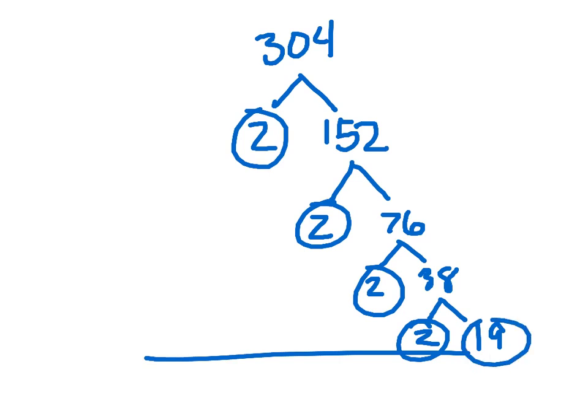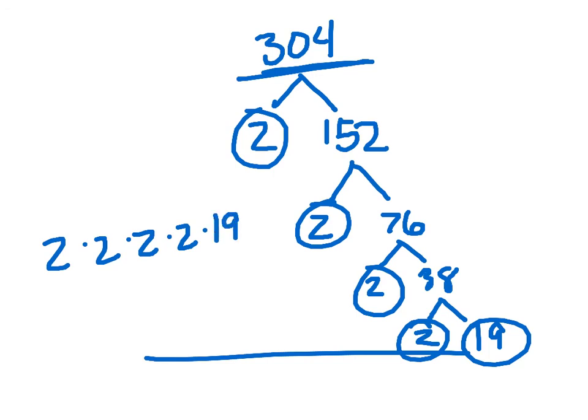So lock that in. So look what we have for our prime factorization for 304. 2 times 2 times 2 times 2 times 19. Or we could simply write that as 2 to the 4th power times 19. Count it. I have you a task to do over here. Go ahead and solve that and follow the instructions, and we'll see you in the morning.